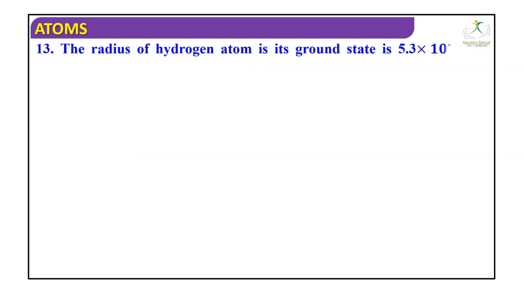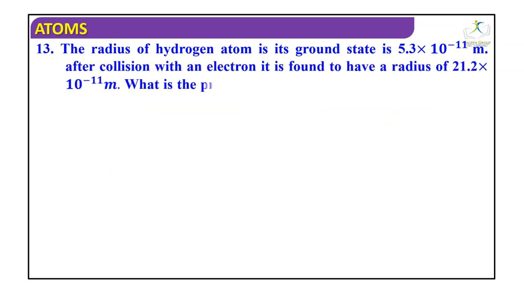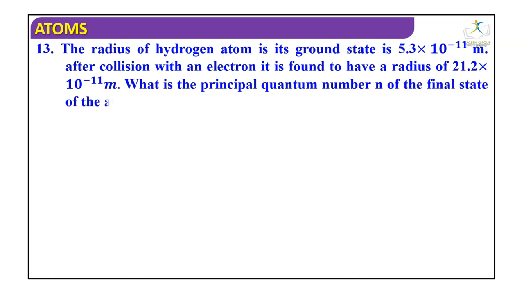Next question. The radius of a hydrogen atom in its ground state is 5.3 times 10 to the power minus 11 meter. After a collision with an electron, the atom is found to have a radius of 21.2 times 10 to the power minus 11 meter. What is the principal quantum number n of the final state of the atom?